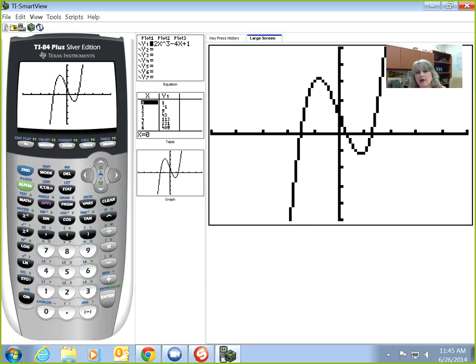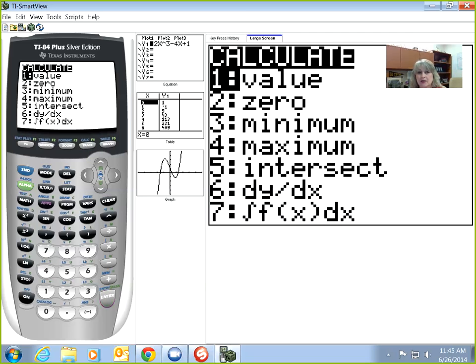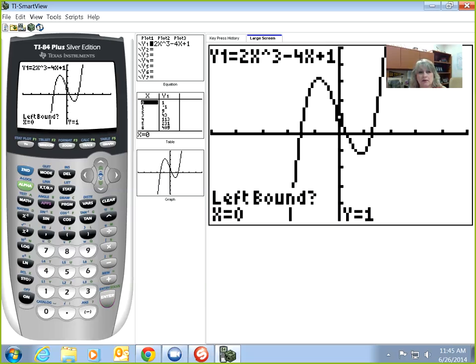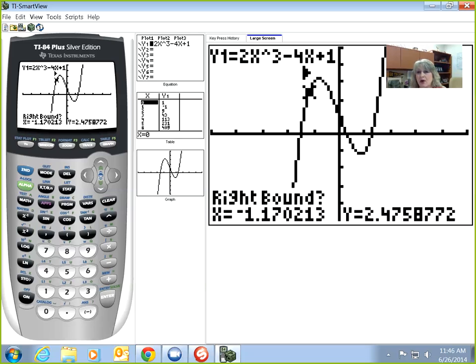Okay, so we're going to calculate that high point, that maximum. So press second, that's the blue button, calculate, which is at the top where the trace is. We're going to calculate the maximum, so we're going to press number 4. Notice the calculator says left bound. You need to move your cursor to the left side of that high point. So take your left arrow, and we're just going to move our cursor to the left side of the high point. Press enter. Then it says right bound.